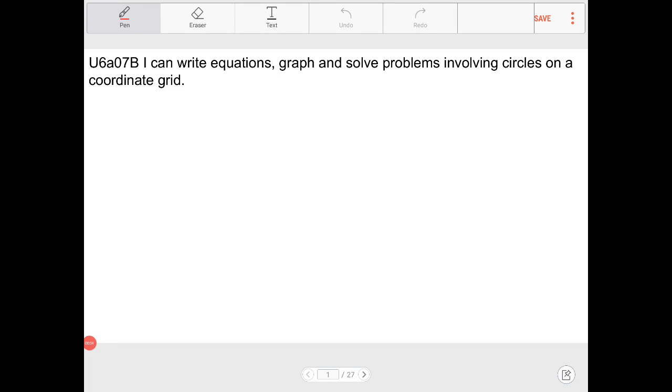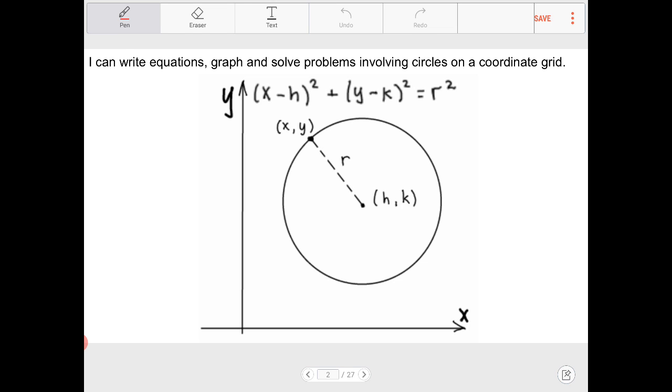By the end of the lesson, you should be able to say I can write equations, graph, and solve problems involving circles on a coordinate grid. Let's take a look. This equation of a circle was introduced in the previous video. Here it is once again. This is just the Pythagorean theorem or the distance formula at work, which will describe all the points on a circle.